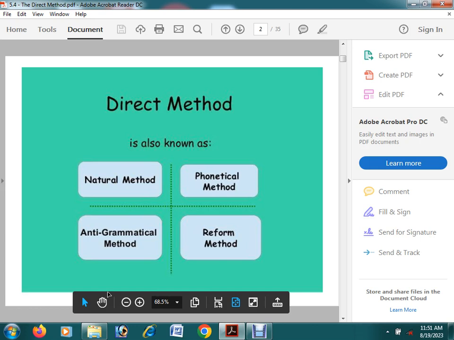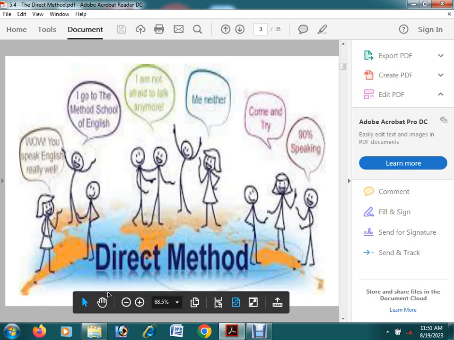But basically this method is known as direct method, having these four types of names. That is natural method, phonetical method, anti-grammatical method, or reform method. We have learned this.